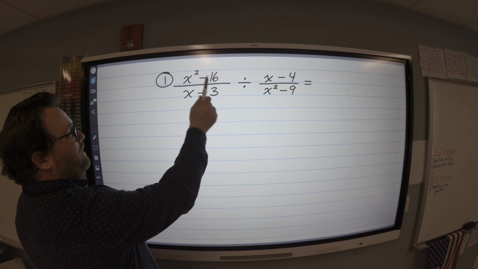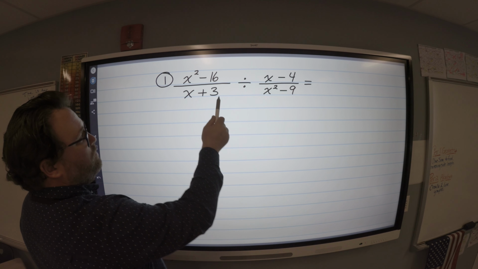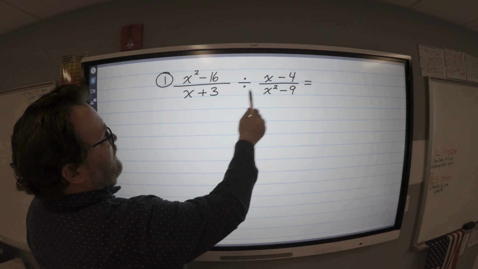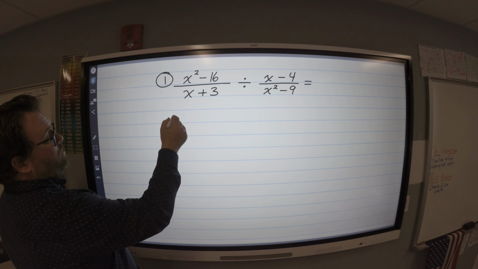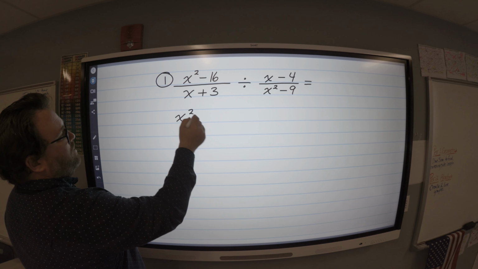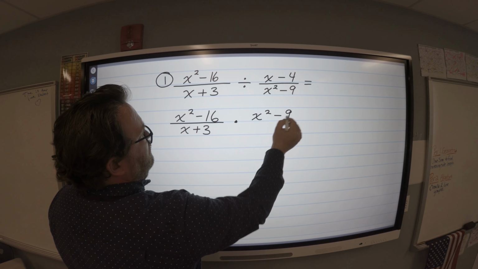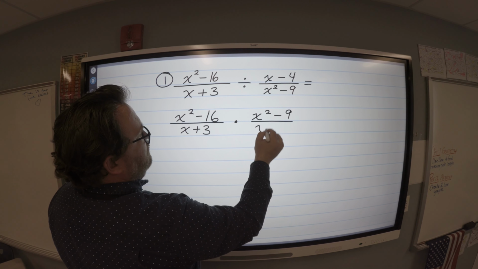Okay, in problem 1, we've got x squared minus 16 over x plus 3 divided by x minus 4 over x squared minus 9. Our first step is to change this to a multiplication problem. So we're going to keep the first fraction, x squared minus 16 over x plus 3, the same. And I'm going to change this to multiplication, and I'm going to flip the numerator, the top part, and the denominator. So I'm going to rewrite this as x squared minus 9 over x minus 4.